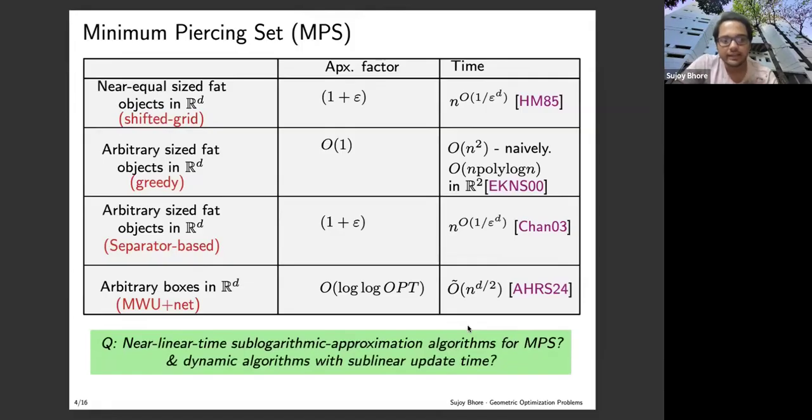So our question is: can we get a near linear time sub-logarithmic approximation algorithm for minimum piercing set? And also, can we somehow come up with a solution which can be dynamized, and can we get a dynamic algorithm with sublinear update time as a byproduct of this?